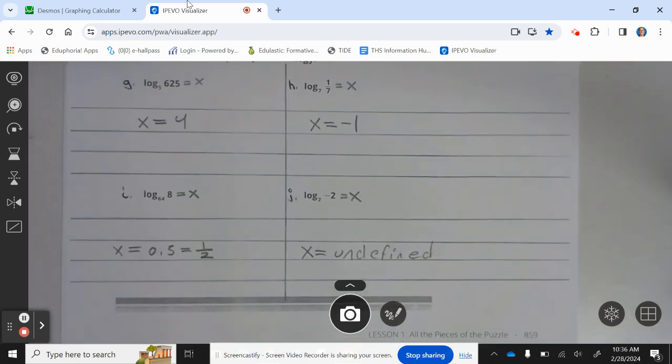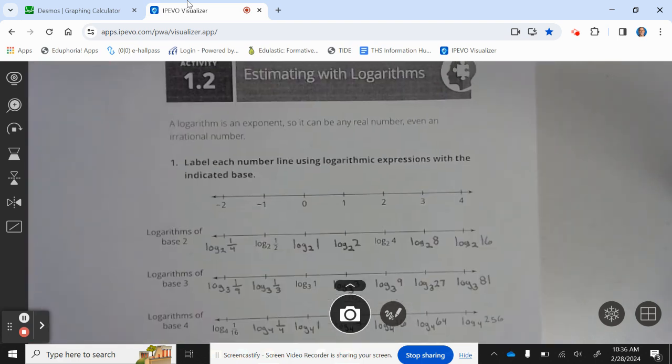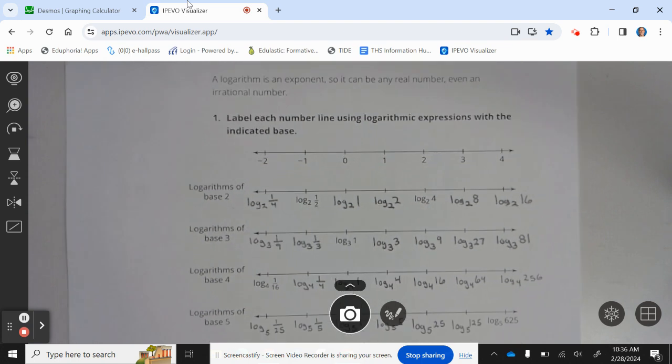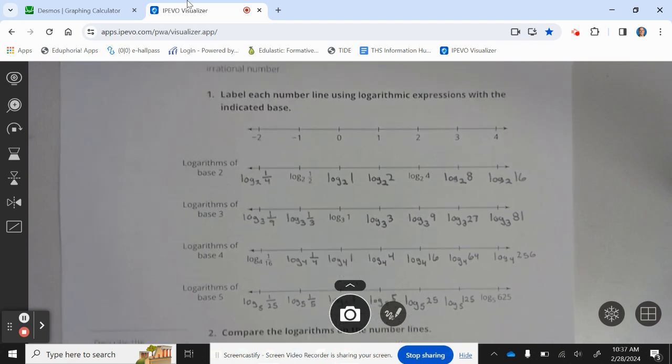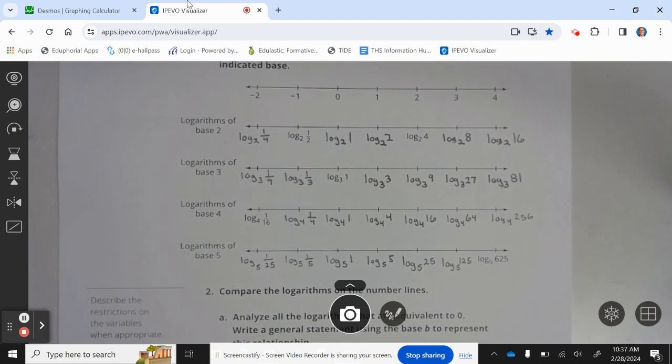All right, go and finish up G, H, I, and J. All right, let's take a look at the next page. Activity 1.2, estimating with logarithms. A logarithm is an exponent, so it can be any real number, even an irrational number. 1. Label each number line using logarithmic expression with the indicated base. All right, go ahead and complete that.